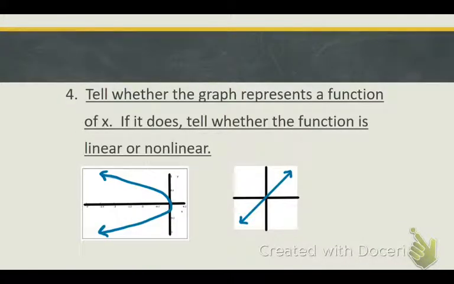Number 4 says, tell whether the graph represents a function of x. If it does, then tell whether the function is linear or nonlinear. If you remember from yesterday, we kind of reviewed this. The way that you tell if something is a function is by doing that vertical line test. How many times is it allowed to touch my graph? 1 time. If it only touches it 1 time, then it is a function. Is this first one a function, yes or no? No, it's not, because you can see I touched it right here. I also touched it right here. So this one is not a function.